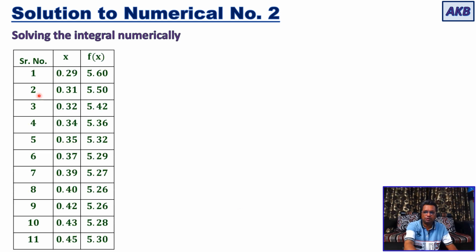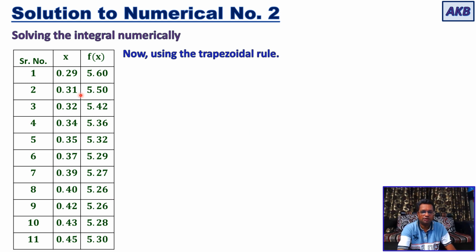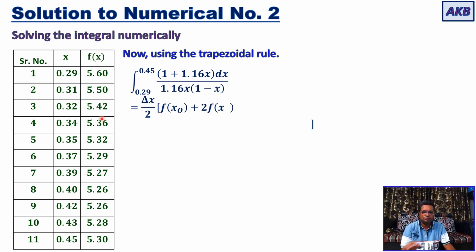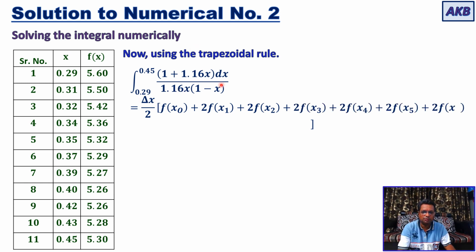Okay. So accordingly, I have done calculations for the remaining subintervals. So for various values of x, you get these values of function. Now we will be using the formula according to the trapezoidal rule. So the integral will be given as integration from 0.29 to 0.45 of (1 + 1.16x) divided by 1.16x(1 - x) dx.